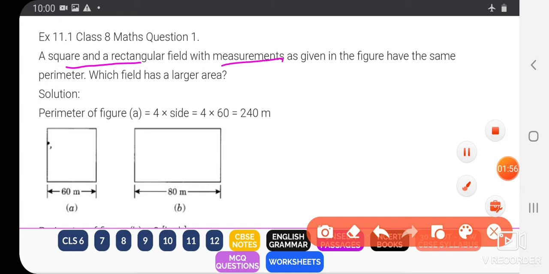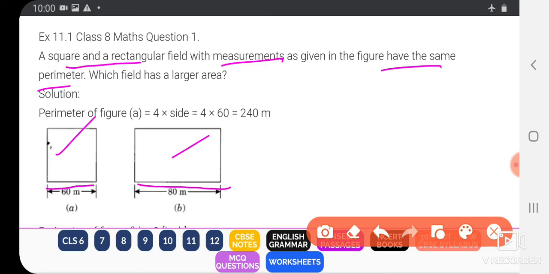Then if you see question number 1 of 11.1, the question reads: a square and a rectangle filled with the measurement given in the figure have the same perimeter. That means this is a square and this is a rectangle. The side of the square is 60 m, and the length of the rectangle is given already, that is 80. One thing more is given, that the perimeter of both is the same.